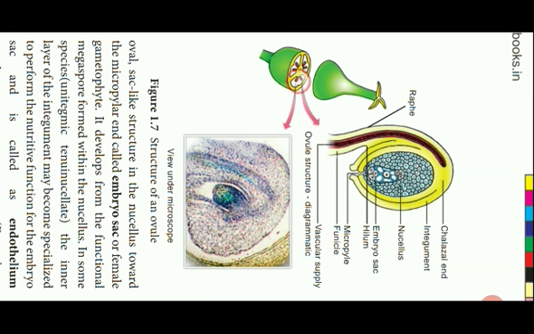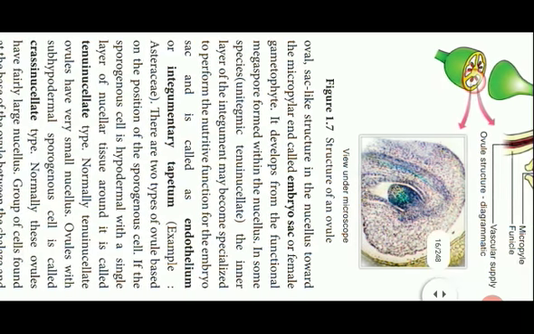The functional megaspore inside the nucellus develops into the embryo sac. In some species that are unitegmic, meaning they have only one integument, the inner layer of the integument may become specialized. That is the inner layer of the integument, in species which have only one integument or are tenuinucellate.